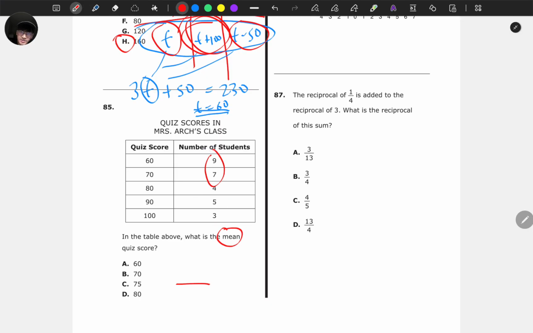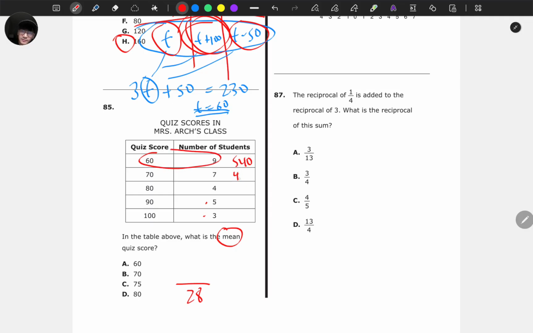So let's do that. 9 plus 7, that's 16, plus 4, that's 20, 25, 28. So we're going to divide by 28. Now what are we dividing? Well, we have to add up all of these. So how many 60s are there? There's 9 of them. How many 70s are there? There's 7 of them. So essentially you're doing this: 60 times 9 plus 70 times 7 plus 80 times 4, and you're going to add up all of those. So to do this, 60 times 9, that's like 6 times 9, that's going to be 540.